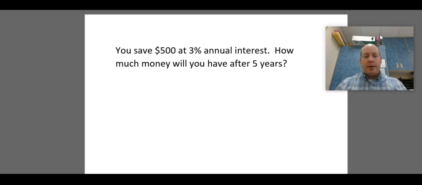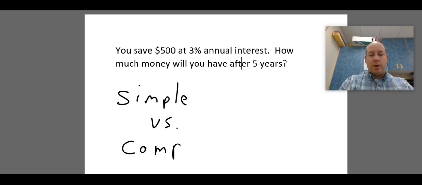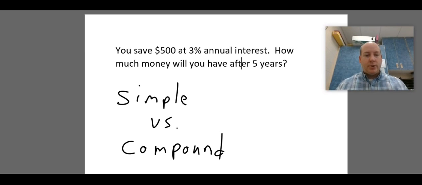All right. So there's a couple of different types of interest. There's what's called simple interest and compound interest. So we're going to look at the differences, and how you calculate those. Simple and compound. Okay. All right. So simple interest, and I'm going to use a spreadsheet here.